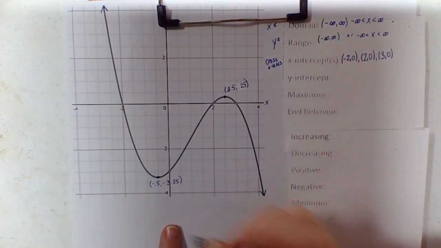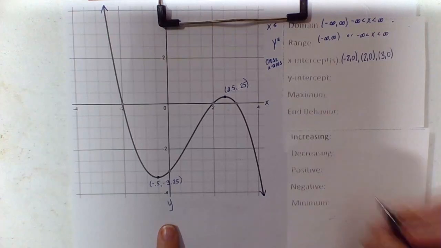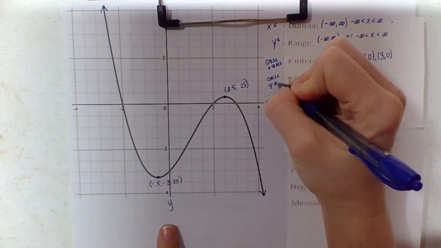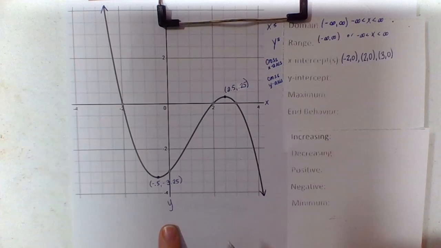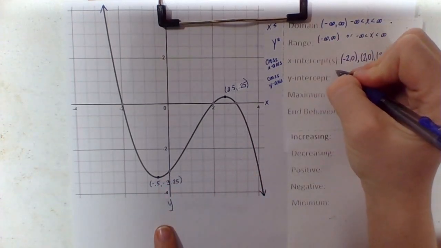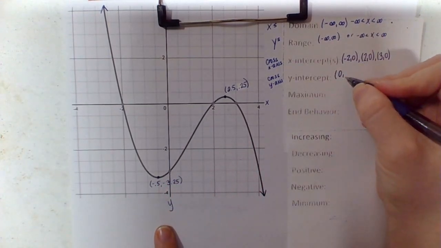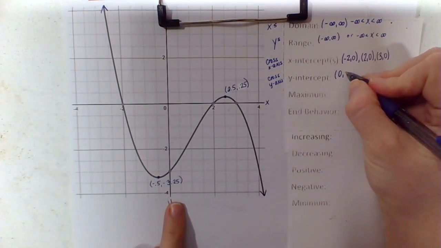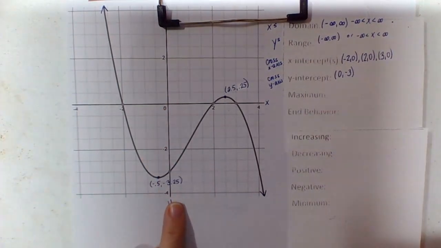Now I'm going to find my y-intercept. This is going to be where I cross the y-axis. So I'm going to find the coordinates of the point where I cross the y-axis. Don't go left or right, so my x coordinate is 0, and I'm going down 3. That gives me my y-intercept, (0, -3).